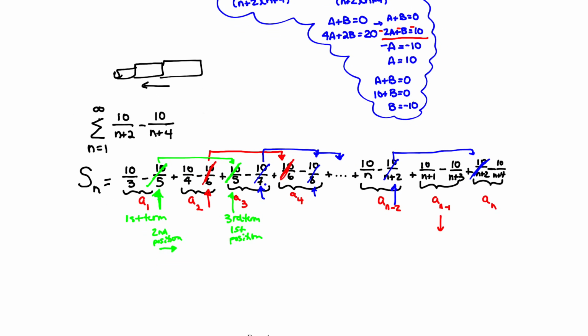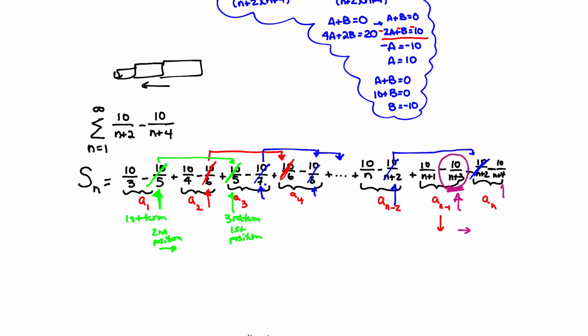But now, what about this guy right here? He's in a second position. For him to cancel, it'll be the first of n plus 1. It would be over here, but there's nothing over here to cancel, right? So he's going to be a leftover piece. He can't cancel because he would have to cancel over here. There's nothing to cancel with, so he's going to be left over.